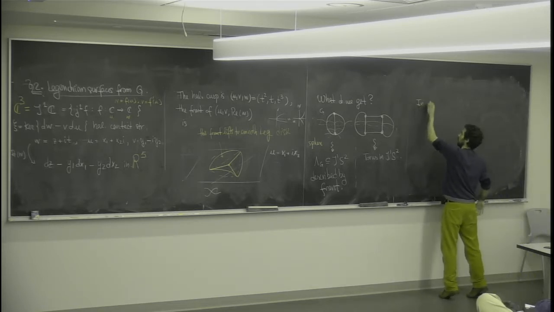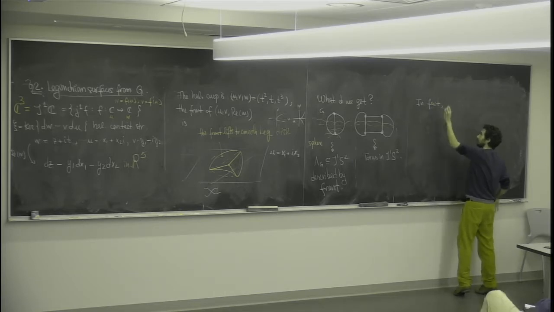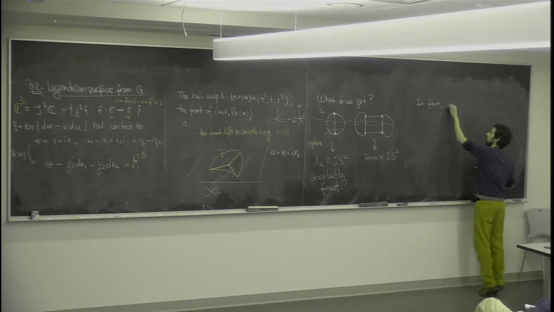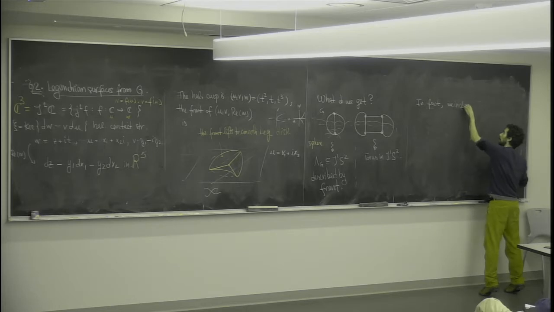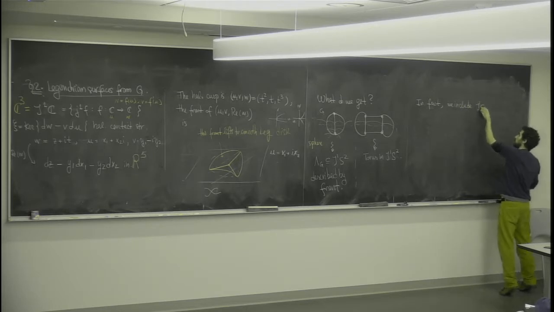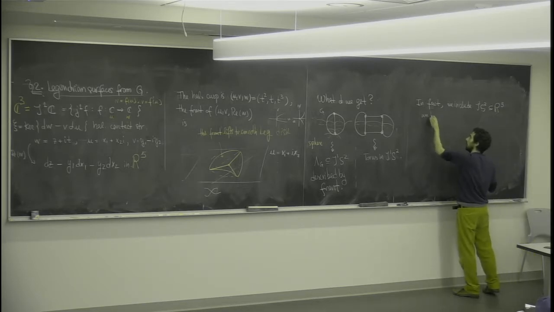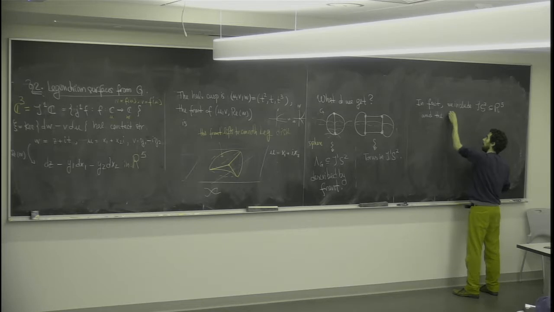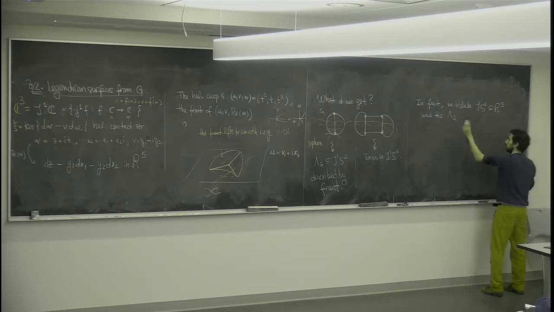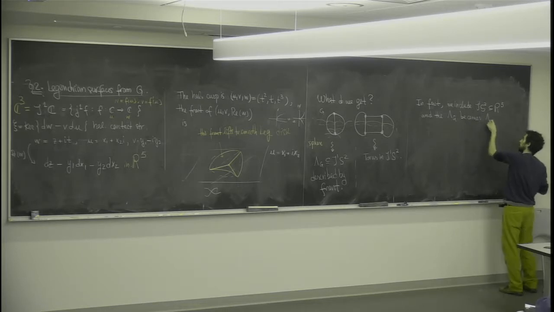So in fact, sorry, but I have to say that because otherwise it's not true. We include J1 of S2 in R5, and the Legendrian becomes, let's say, this guy, Twiddle. Wait, how does it embed in R5? I'll do that in a second.